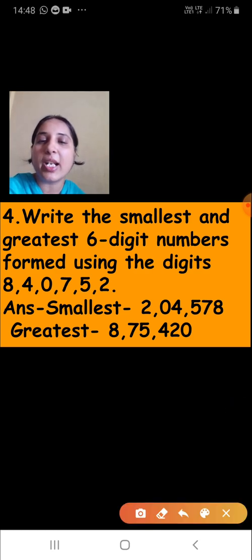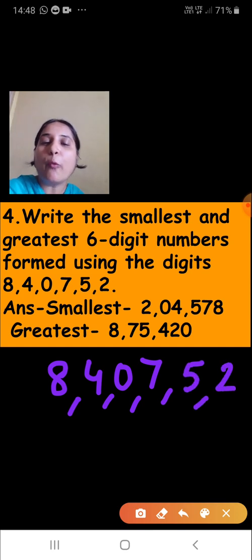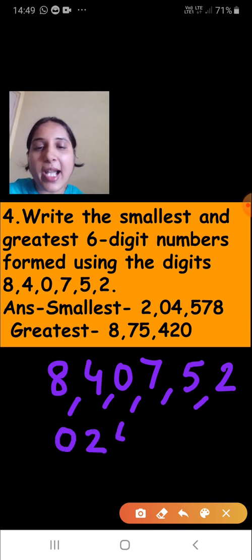formed using the digits 8, 4, 0, 7, 5 and 2. So first let's write these digits 8, 4, 0, 7, 5, 2. So for forming the smallest 6-digit number, we have to arrange these digits in which order? In ascending order, means from smaller to greater. So how we are going to start? Which is the smallest digit here? You will say 0. But we cannot write like this.